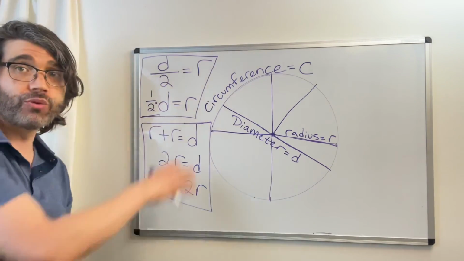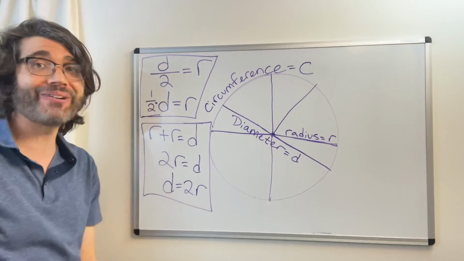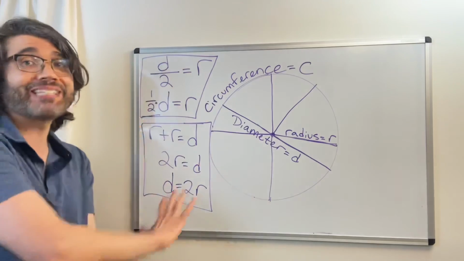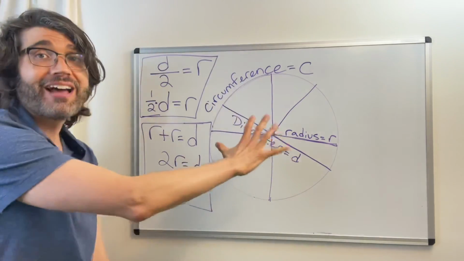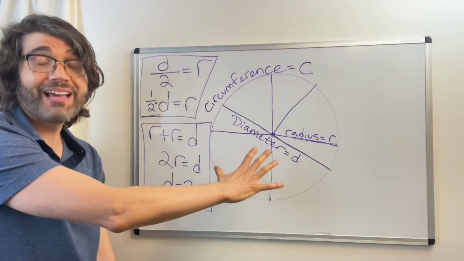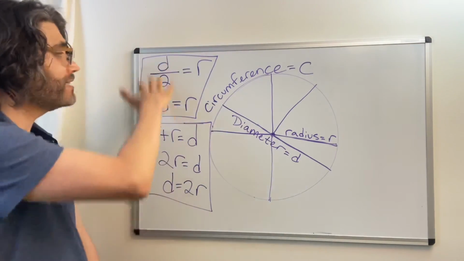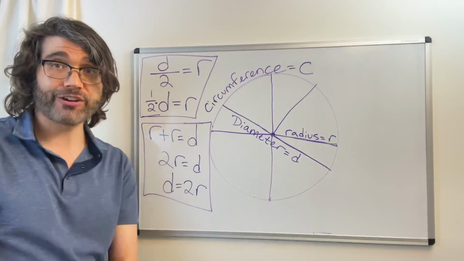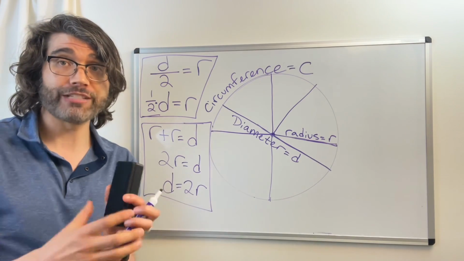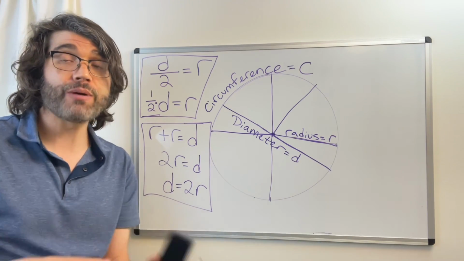Everything that we are doing about circles is based off of the anatomy, the vocabulary meaning, and these ways of thinking of how a diameter and a radius relate to each other. In the next video, I will continue with this.